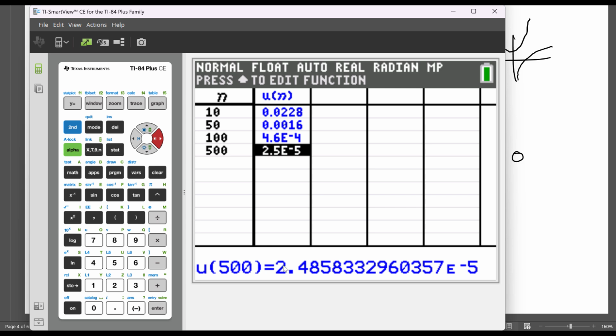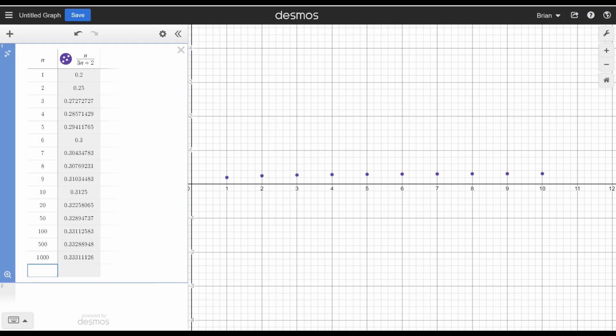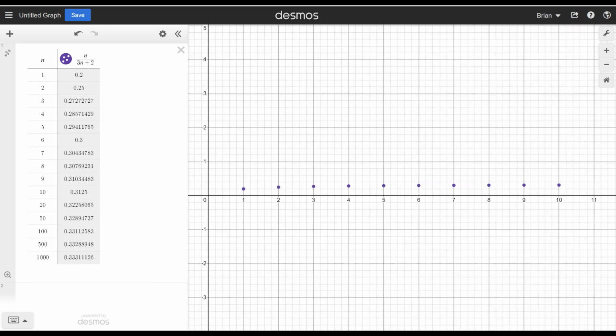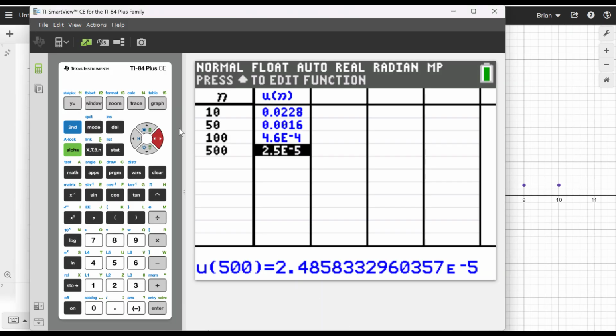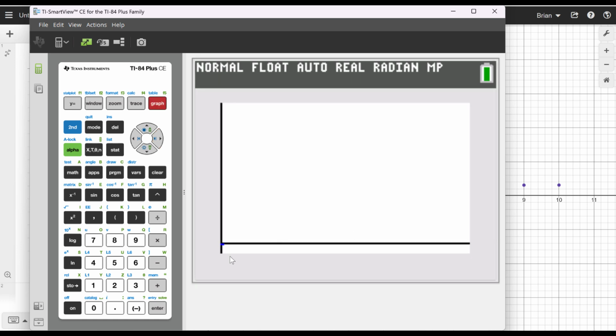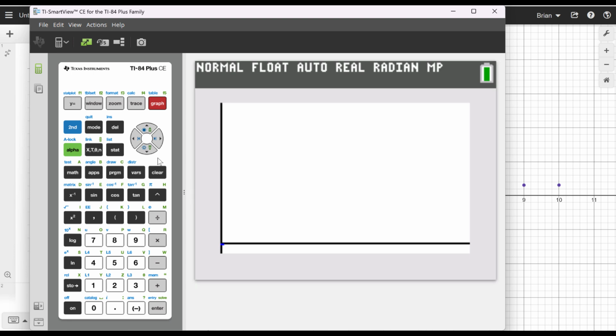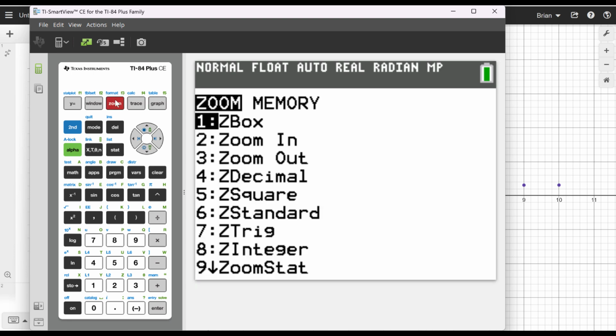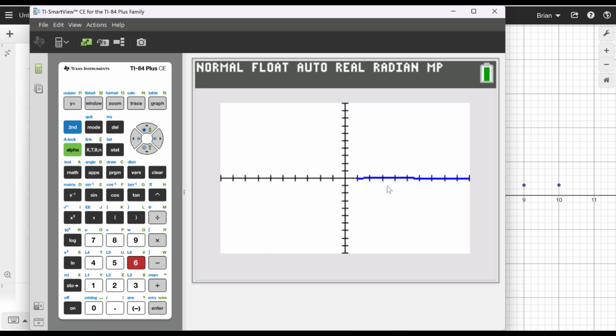Now, on a TI, we may have noticed from our prior example that the graph was appearing there as we filled that table out. And on a TI, we can also graph the sequence. So I should be able to just hit the graph key and see the sequence plotting. I'm in a weird window here. Let me go back to standard zoom and see what we get. So there's the sequence that it's trying to plot those points.